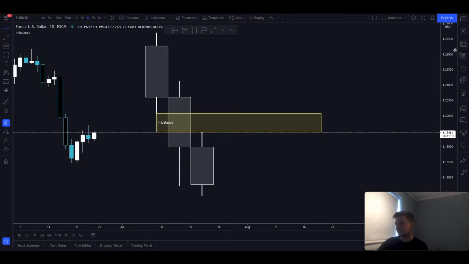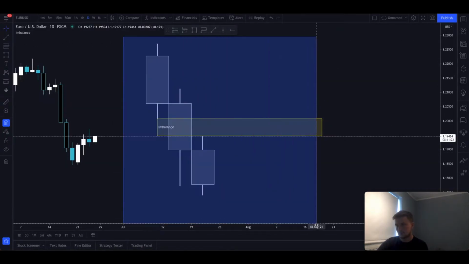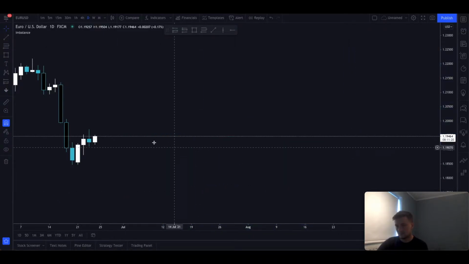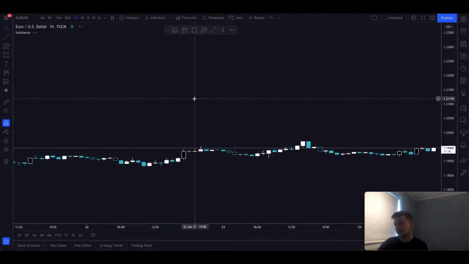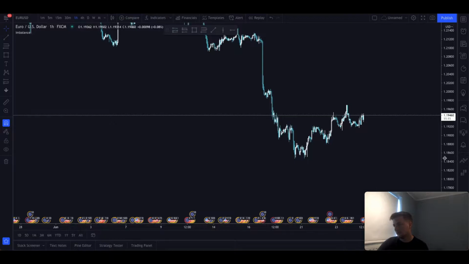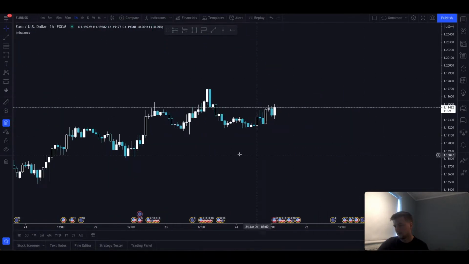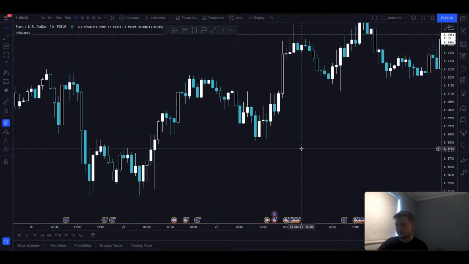So yes, I hope that's a concept you can grasp. And now let's go through a few examples. So let me just delete this. And okay, so I'm going to drop down to the hourly chart and bring up some imbalances. So as you can see, some of these candles are painted black.